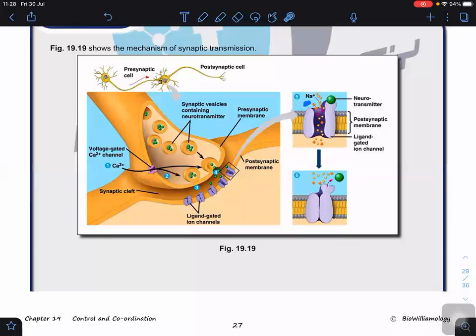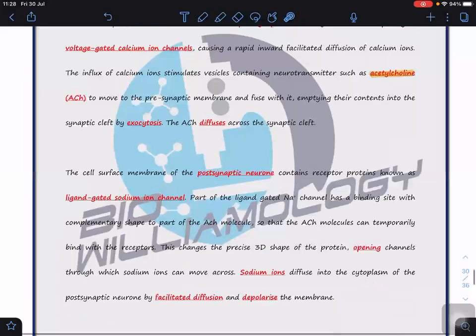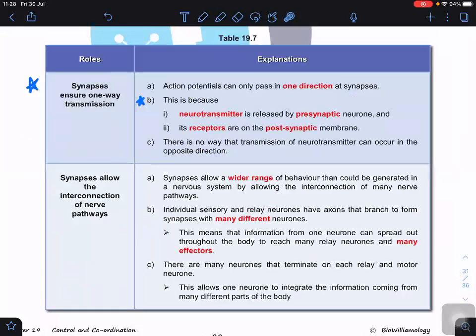So this is the first adaptation. Second adaptation, you can see that the ligand-gated sodium ion channel is only available at the postsynaptic membrane. So therefore, the neurotransmitter has to cross the synaptic cleft and bind to the receptor. So the depolarization will take place at the postsynaptic membrane. No depolarization takes place at the presynaptic membrane, because there is no receptor on it. So these are the two adaptations for why the synapse ensures one-way transmission.